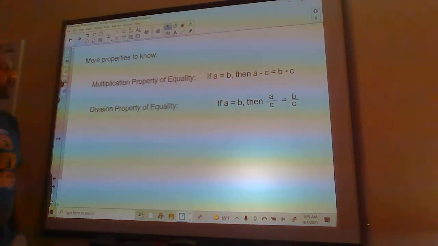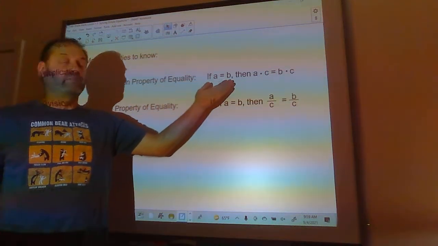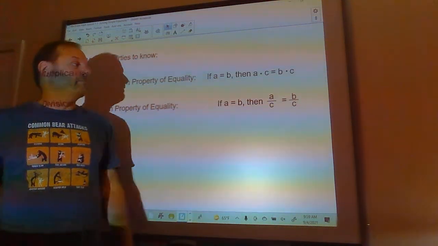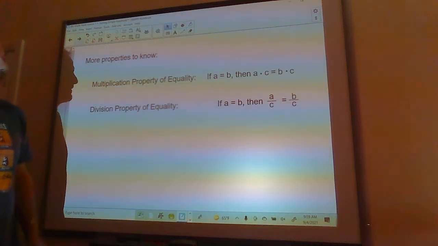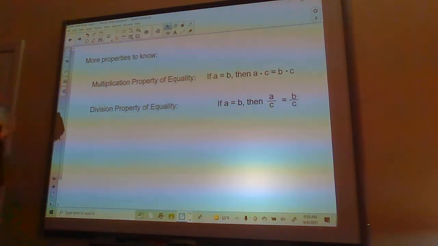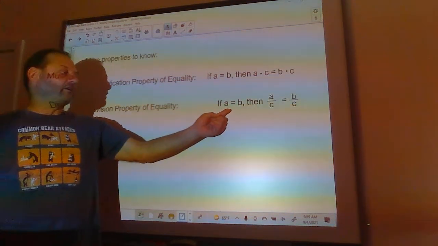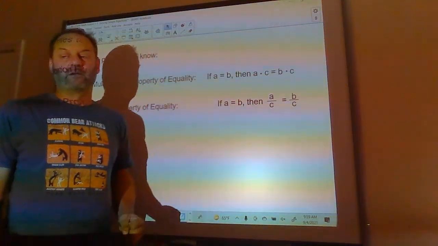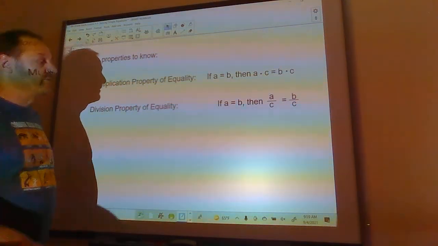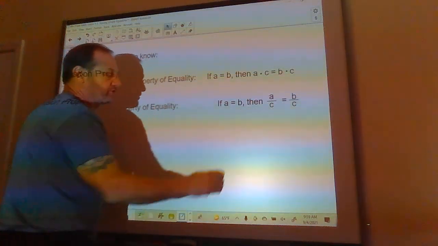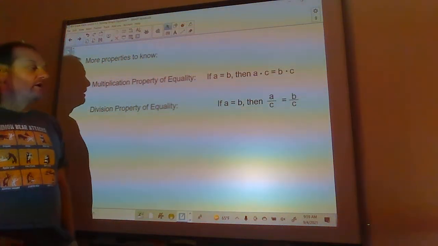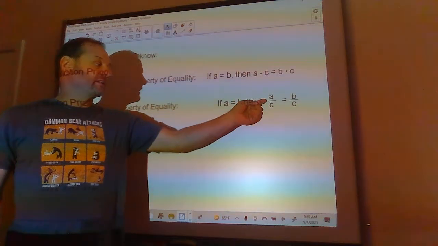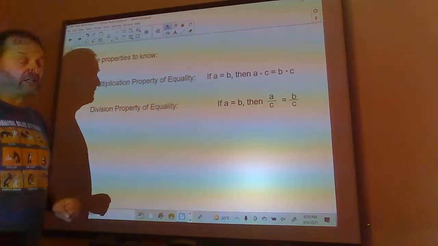Okay, so some other properties you should know. The multiplication property of equality. If A is equal to B again, then A times C is equal to B times C. It works the same way as the addition property does. And also the division property of equality. If A equals B, then A divided by C is equal to B divided by C. Now also remember that fractions just really are division. That's all they are. So when you see A over C like this, that really means A divided by C.